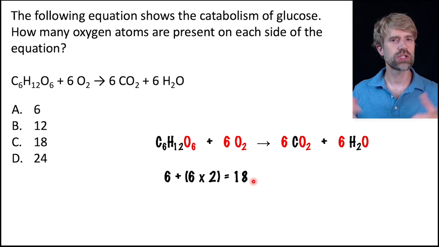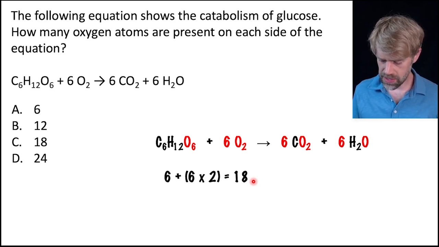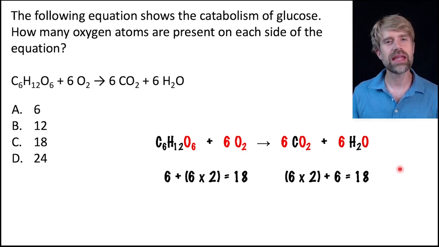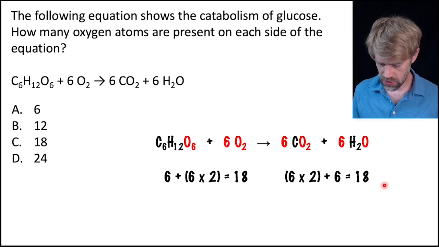Now, this equation is balanced, so it should be the same number of oxygen atoms on both sides. But we can do the other side real quick just to check ourselves. And sure enough, we have 18 oxygens here too. We have 6 CO2. Each CO2 has 2 oxygens. So we have 6 times 2, or 12 here.